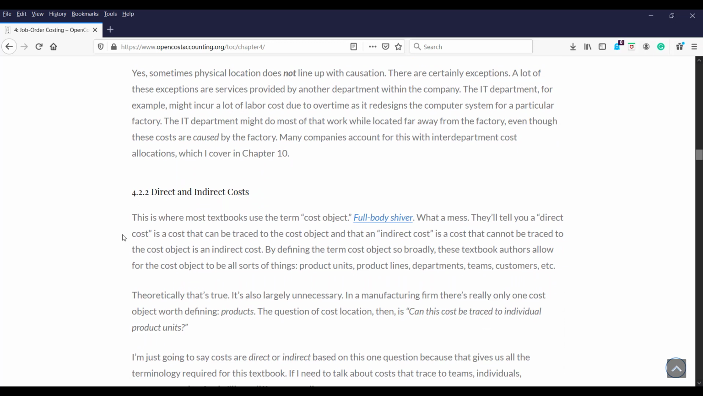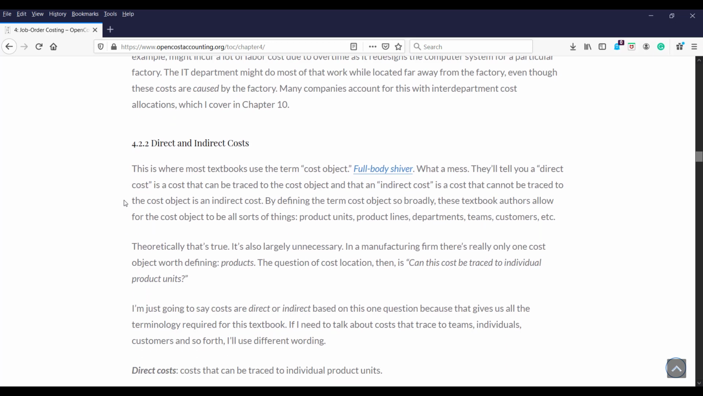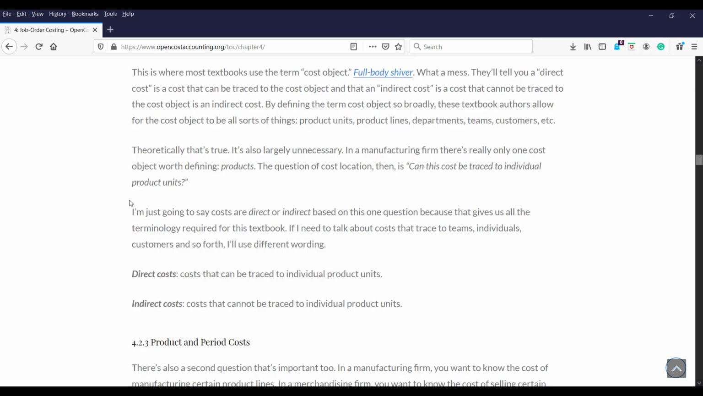So, I don't talk about cost object the same way that a lot of textbooks do. It's not a bad term, but I don't think it's really necessary for a lot of the stuff that you have to do and understand in managerial accounting. There really is only one cost subject that's worthwhile for the vast majority of things, and that is the individual product unit. So we're asking ourselves, can a cost be traced to individual product units? That's the first question. And that will determine whether it's a direct cost or an indirect cost.